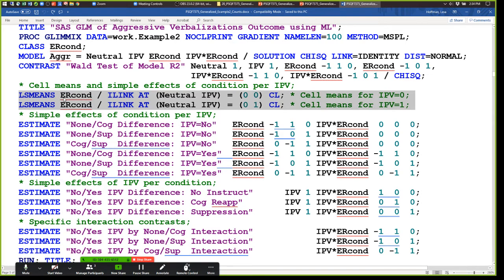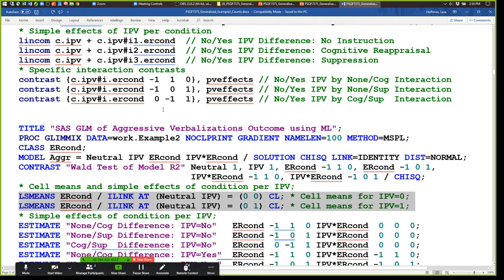So I'm asking for the model estimated mean at each level of ER condition, holding these 2 variables, the covariates, constant at the values in parentheses, in the order. So it's neutral equals 0, IPV equals 0, neutral equals 0, IPV equals 1. And adding confidence intervals too. Okay. With me so far?